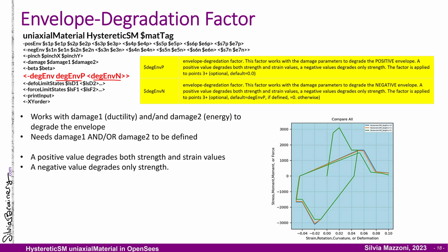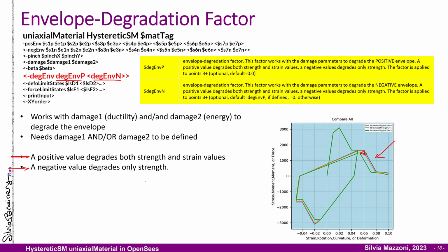Now there's two things about it. If you have a positive value, then it will degrade both the strength and the strain. So it's going to go down like that in the curve. You see how I'm going down? This point here is moving over this way. If you have a negative value, it's only going to degrade strength. So this point is actually just going to go down in the curve. And I think my next figure is going to show you that. Okay. And so now we finally have degradation of the envelope, not just the loading cycles, but also the overall response of your model.